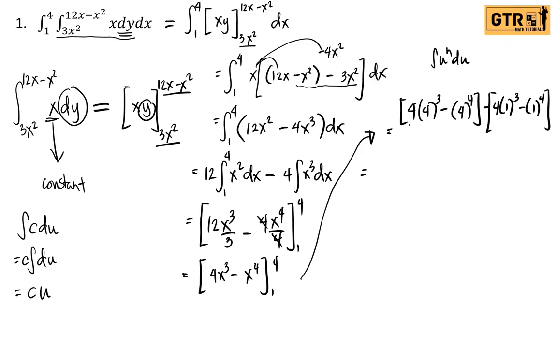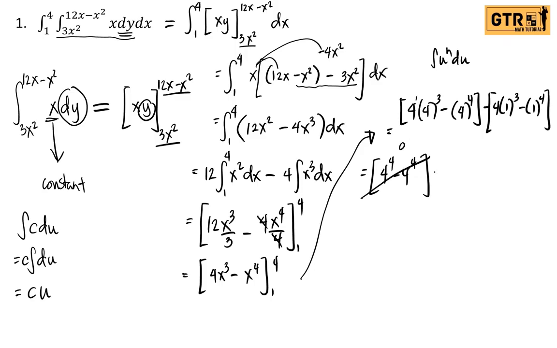Okay, so therefore we have 4 times 4 cubed. So that is 4 times 4 cubed, so that is 4 to the fourth. Okay, 4 to the 1. So just add the exponent: 4 to the fourth minus 4 to the fourth. So this will be 0. 4 to the fourth minus 4 to the fourth.